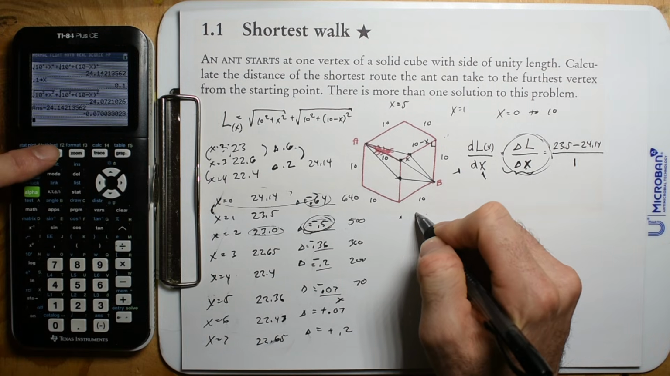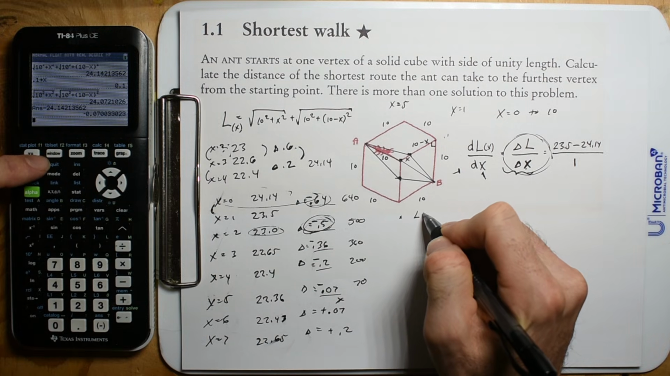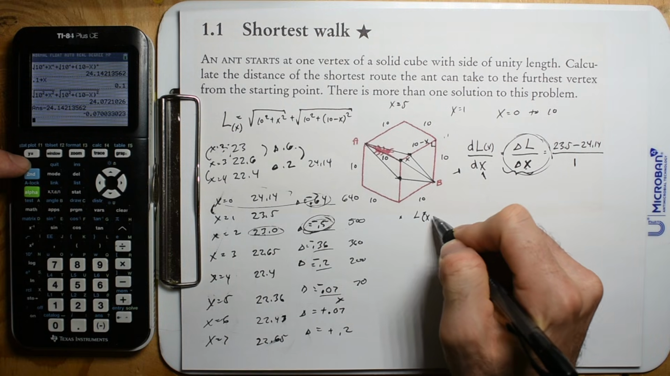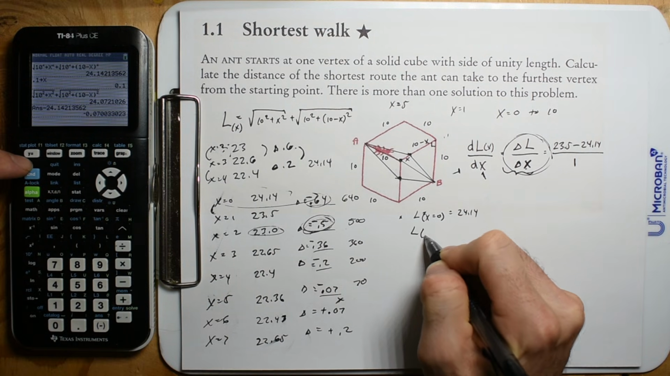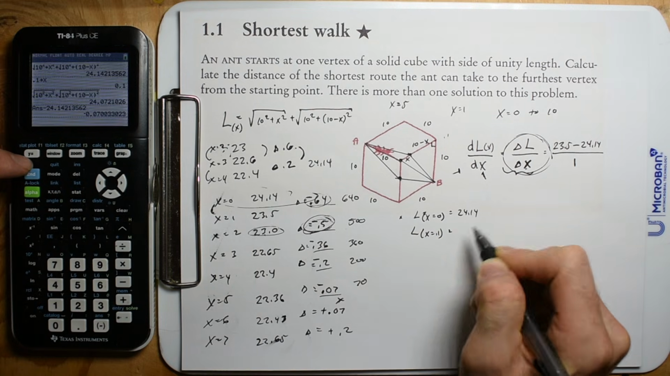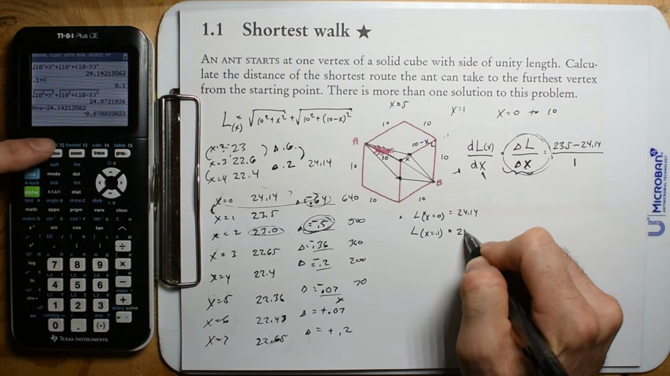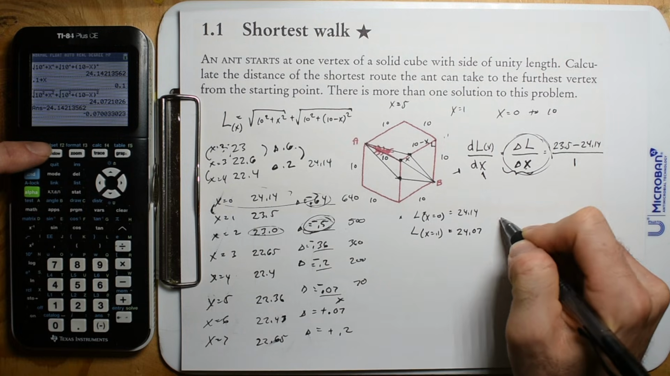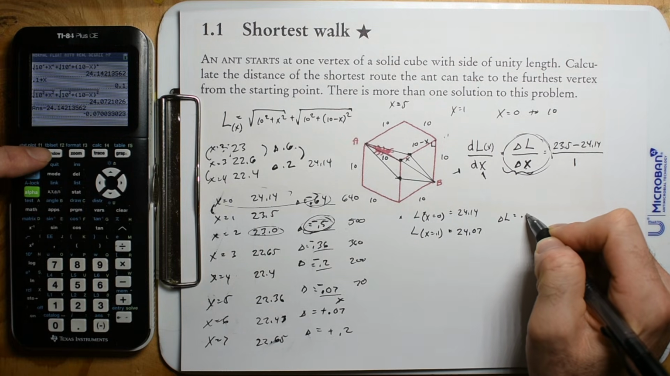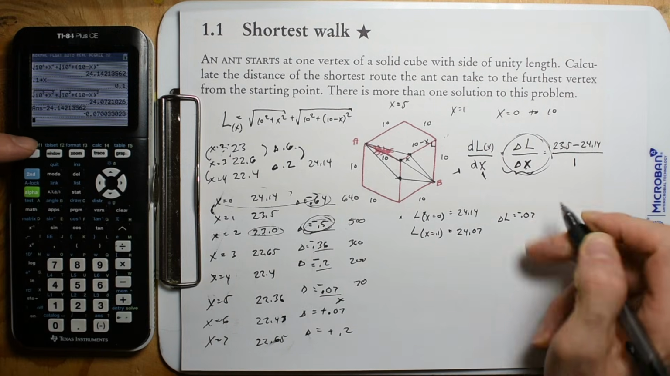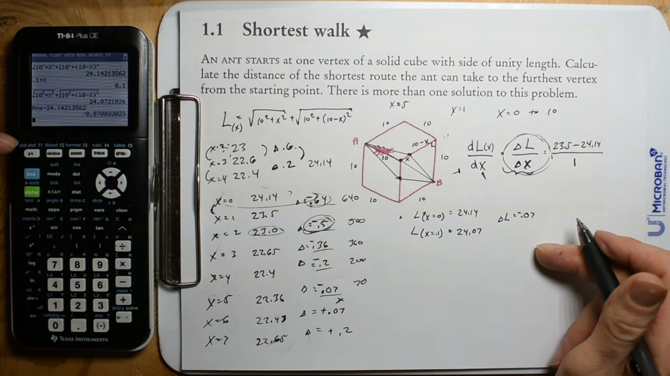So the original length where x was 0 was 24.14. And then we got a length where x was 0.1, and that's going to be 24.07. So we get a change in length of 0.07. So we get negative 0.07. That's going to be our change in length.